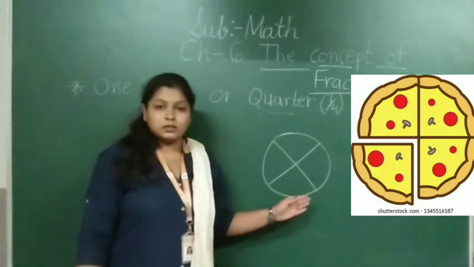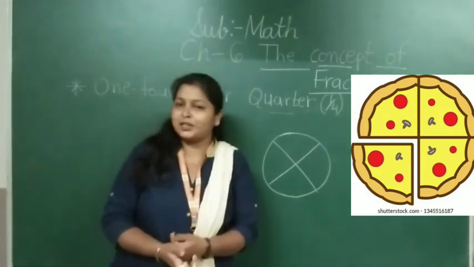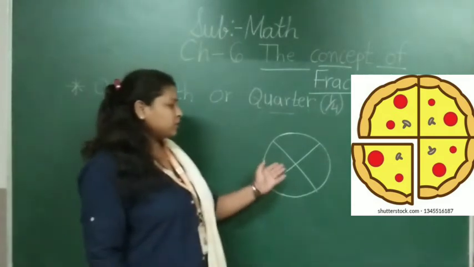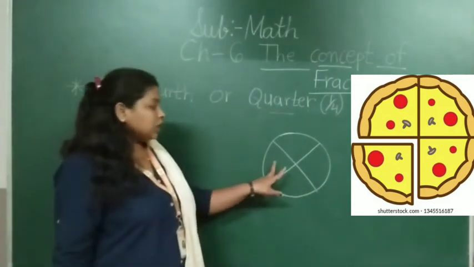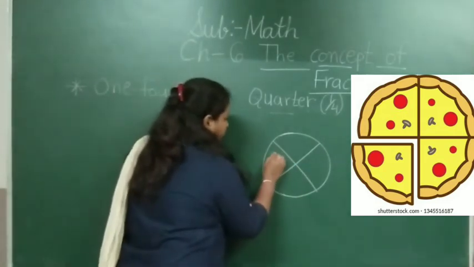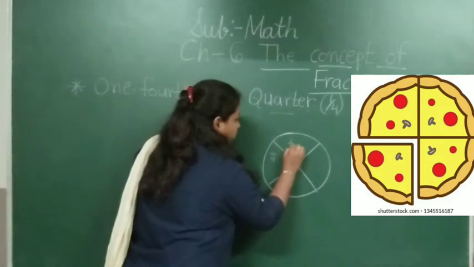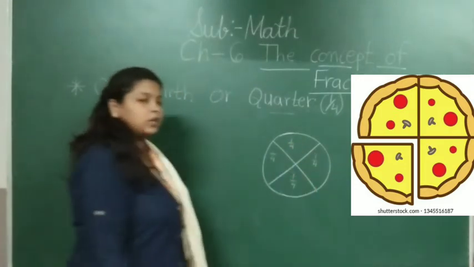If I will not cut that pizza into equal parts, you children will fight with each other, right? So for that I have to cut them in equal part. So each part will be of 1/4. क्या आएगा हर पार्ट का? हर एक पार्ट 1/4 की तरह जाना जाएगा.